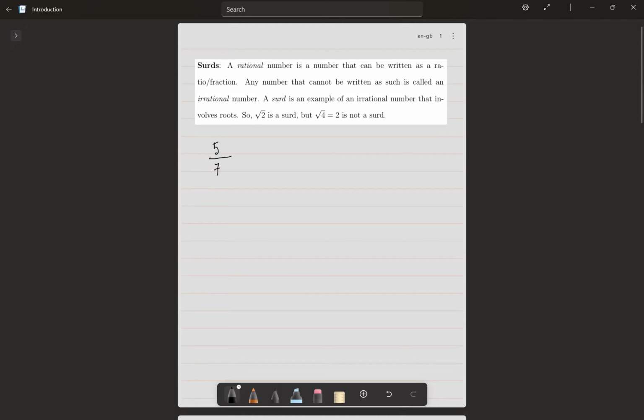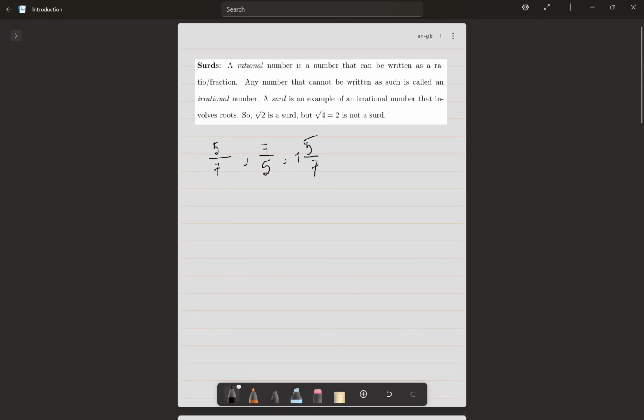In the same manner, if we have a fraction such as 7 by 5, it's an improper fraction. We all know this is also a rational number because it can be written as a fraction. If we take a mixed fraction such as 1 and 5 over 7, that will also be a rational number.